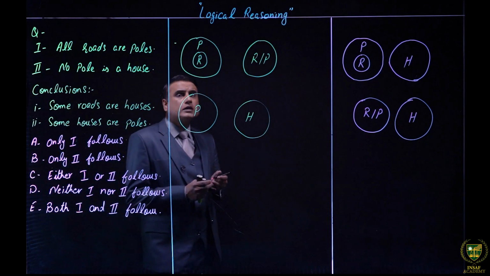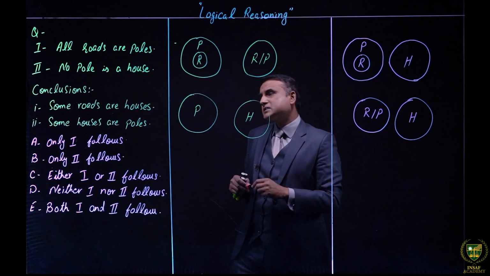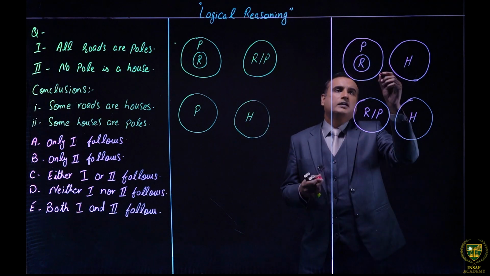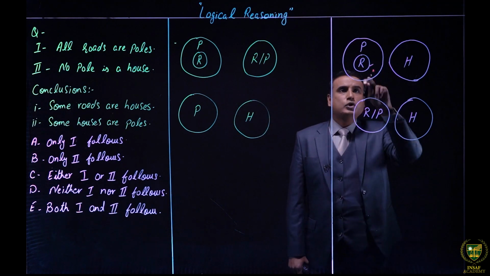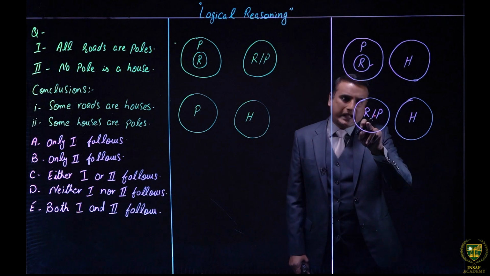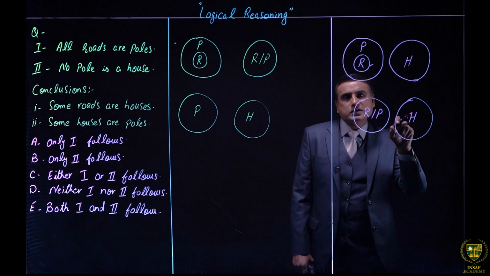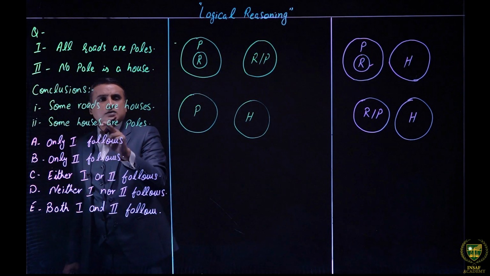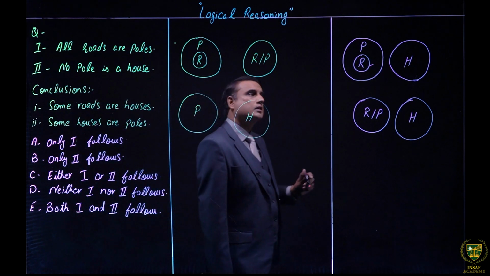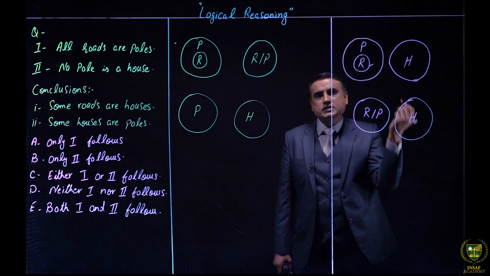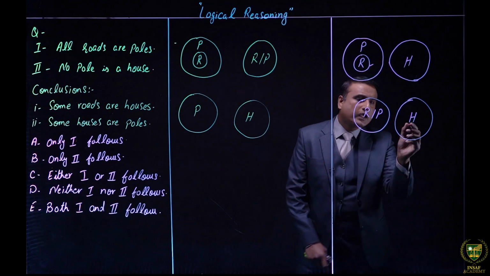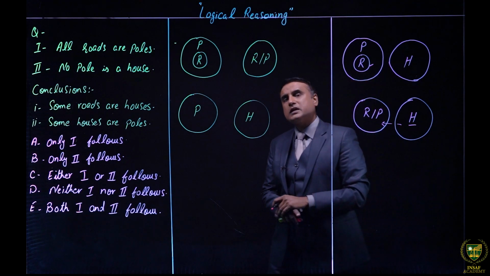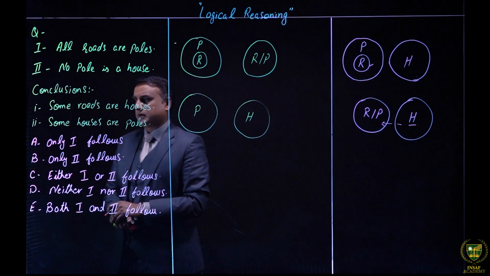Now, what are the conclusions we have? Some roads are houses. No. No road is house. And same is the case here. No road is actually house. And on the second end, some houses are poles. No house is intersecting the pole. And same is the case here. No house is intersecting the pole.